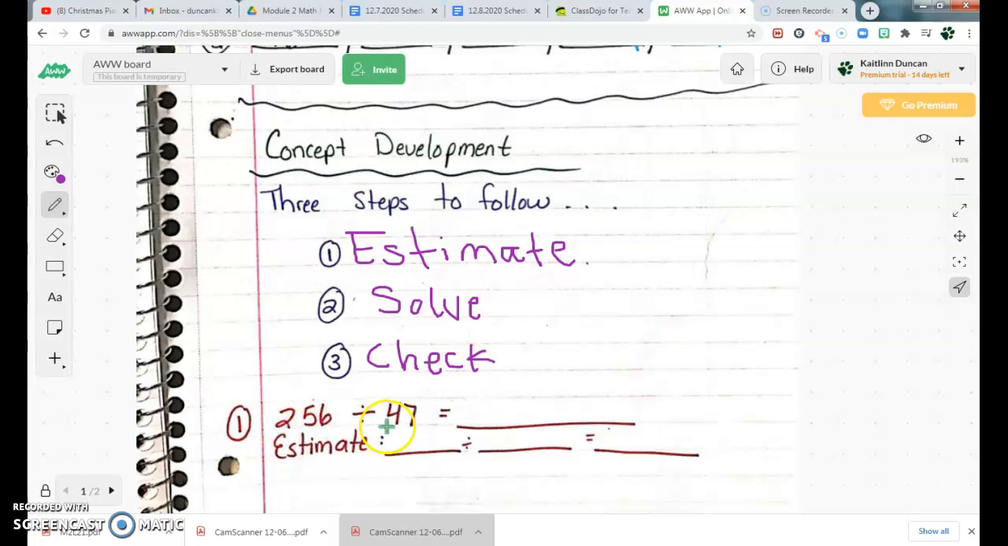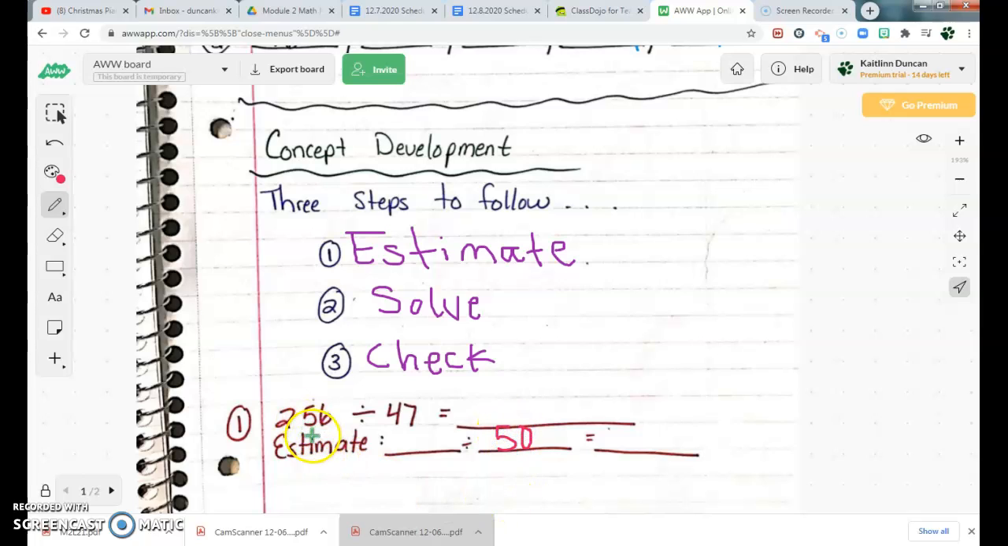So our division problem right here is 256 divided by 47. Again, you guys are writing this down. If I'm going too fast, please pause the video. Okay. I'm going to estimate my answer to see where my quotient is going to be. The first thing I need to do when I'm estimating is round my divisor. This particular divisor is closer to 50, so I'm going to put 50 right here.